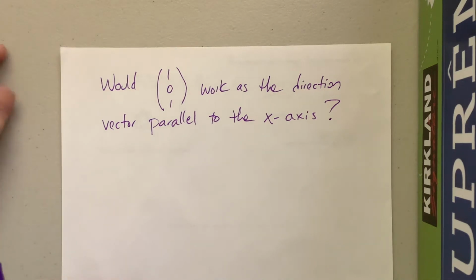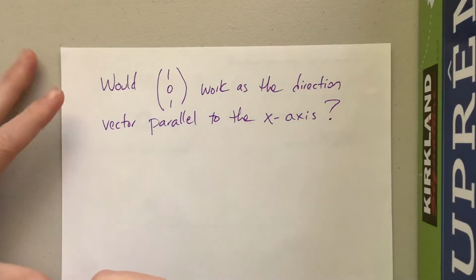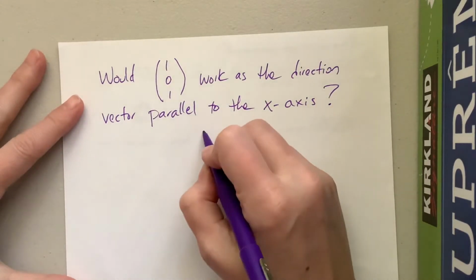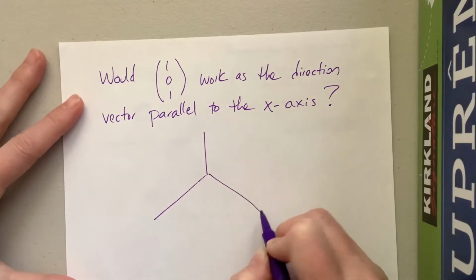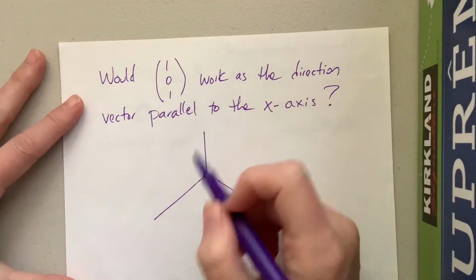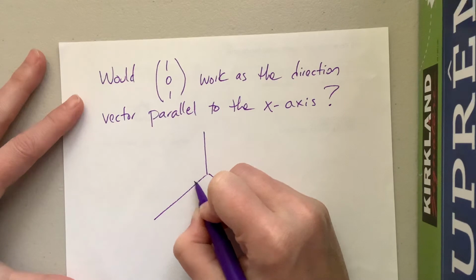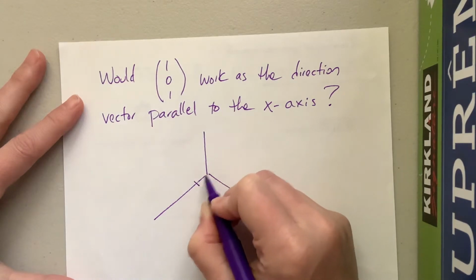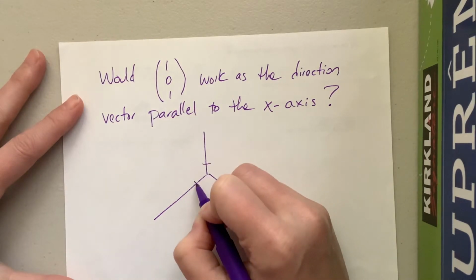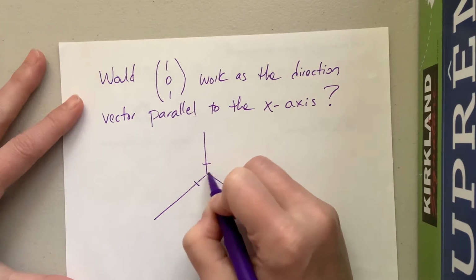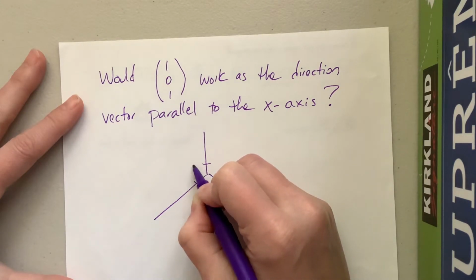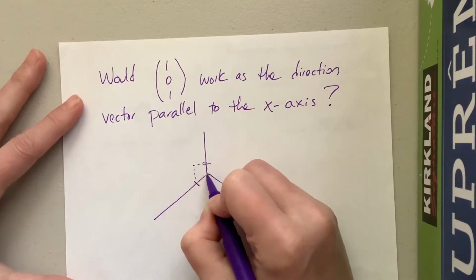Okay, so I just got this question. Would 1, 0, 1 work as the direction vector parallel to the x-axis? And so let's think about this for just a second. What I'm going to do is find this point. So this has gone 1 unit in the x, 0 units in the y, and then 1 unit in the z.